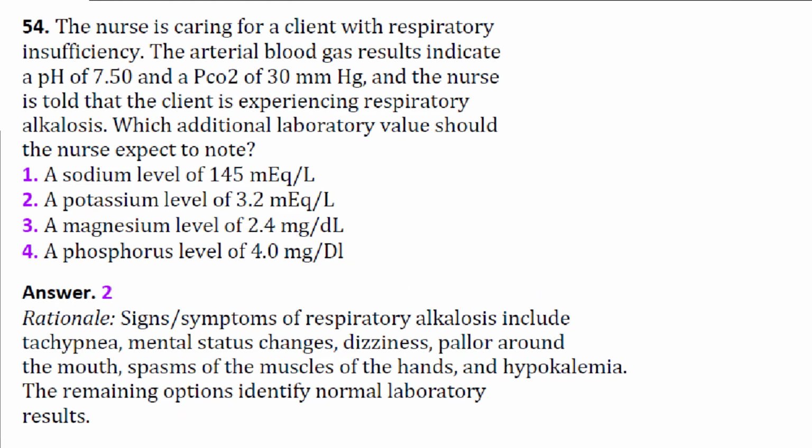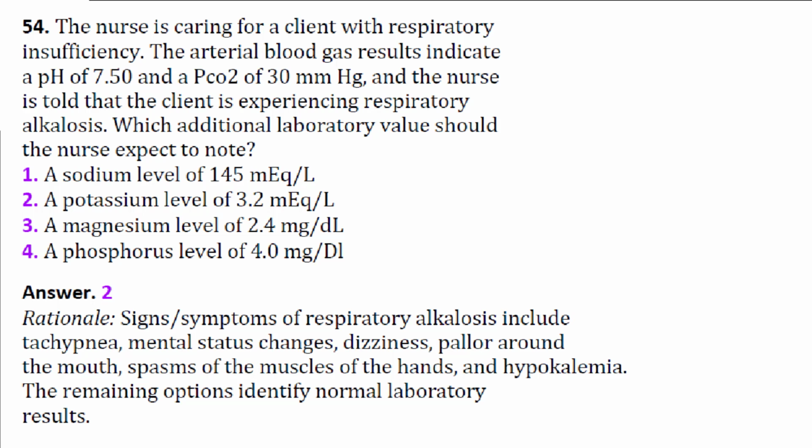54. The nurse is caring for a client with respiratory insufficiency. The arterial blood gas results indicate a pH of 7.50 and a CO2 of 30 mm Hg, and the nurse is told that the client is experiencing respiratory alkalosis. Which additional laboratory value should a nurse expect to note? 1. A sodium level of 145 mg/L. 2. A potassium level of 3.2 mg/L.